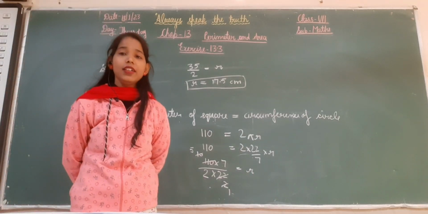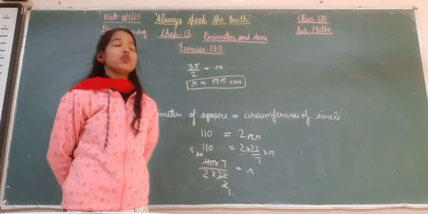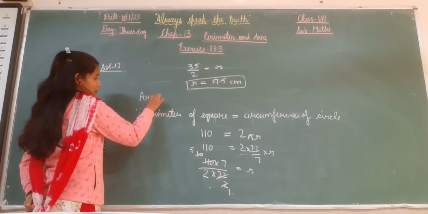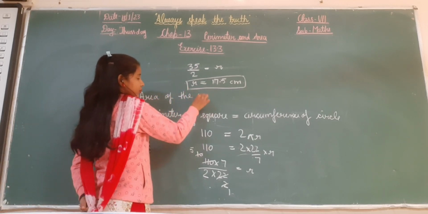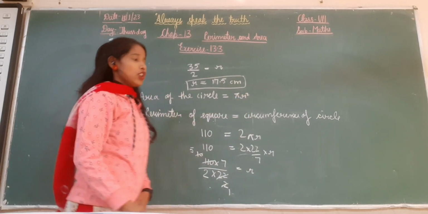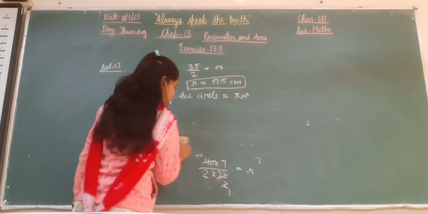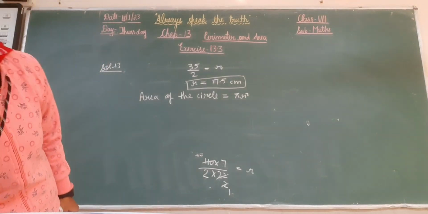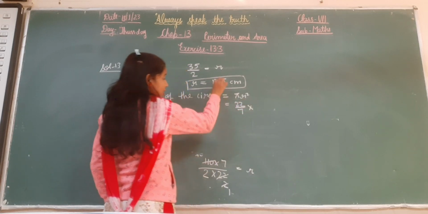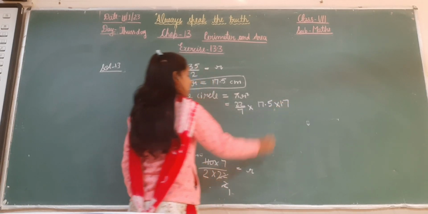Now we have to find the area of the circle, right? So area of the circle is pi r square. So we will put the value of r there. So write down area of the circle is equal to pi r square, right class? So value of pi is 22 by 7 and radius is given 17.5. 17.5 into 17.5.